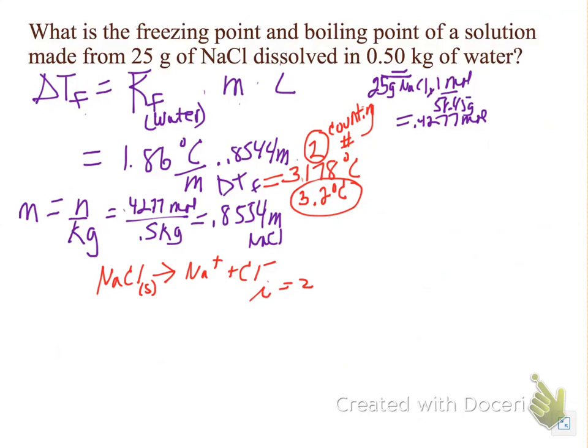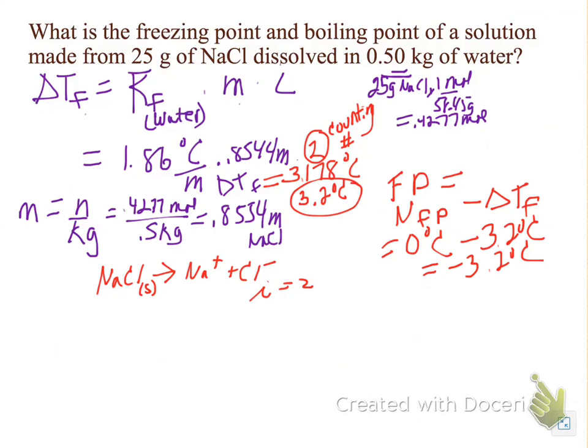But what it's asked me for is the freezing point and boiling point. So the freezing point is going to be whatever the normal freezing point is, and because freezing points get depressed, I'm going to subtract that change in temperature. So the normal freezing point for water is 0 degrees C. If I subtract this change in temperature, I'm going to end up with a temperature of minus 3.2 degrees C. Okay. Now that was the first half.